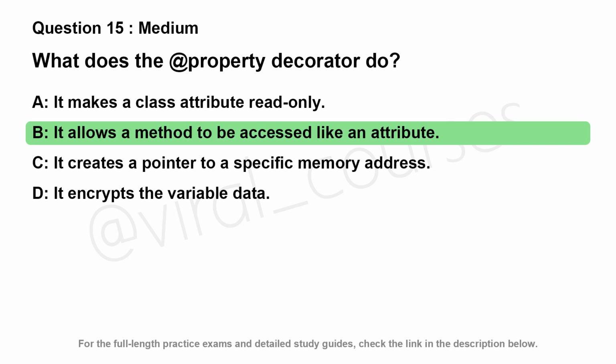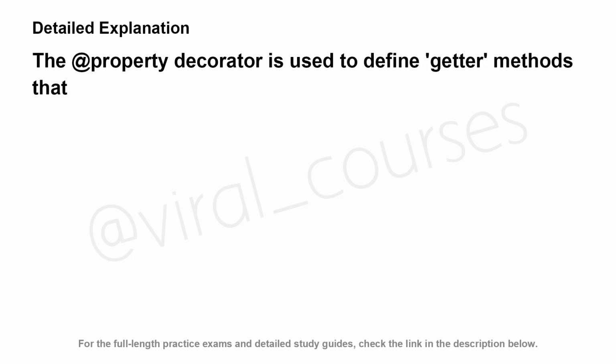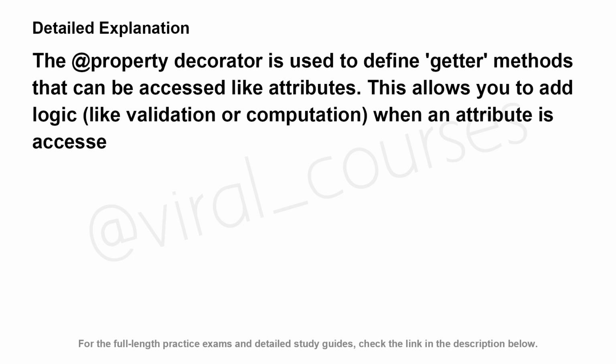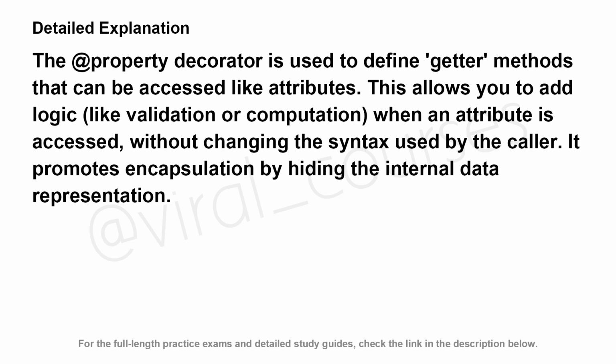The correct answer is B. The @property decorator is used to define getter methods that can be accessed like attributes. This allows you to add logic, like validation or computation, when an attribute is accessed, without changing the syntax used by the caller. It promotes encapsulation by hiding the internal data representation.